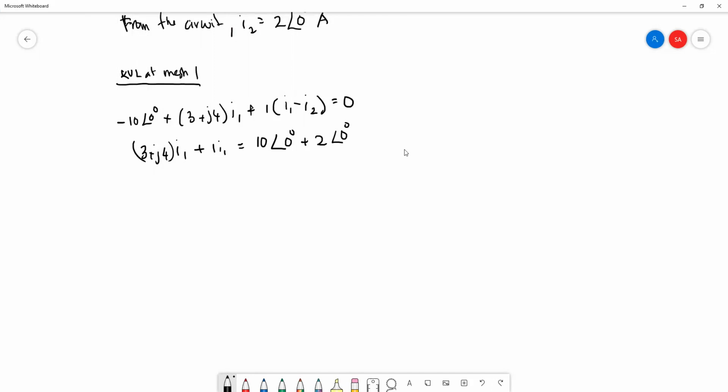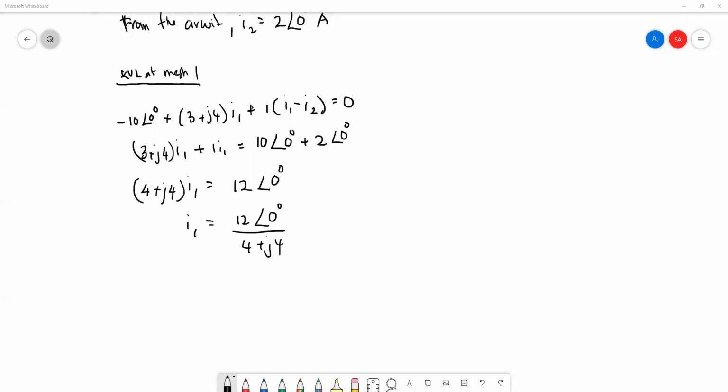After you have calculated this, you will have (4 plus j4) I1, and then because the angles are both 0, this should simply be 12 angle 0. So I1 should be 12 angle 0 over 4 plus j4. Then by using the calculator, please make sure that you click the mode, complex mode, and then put in the angle 0 over 4 plus 4 shift 1.